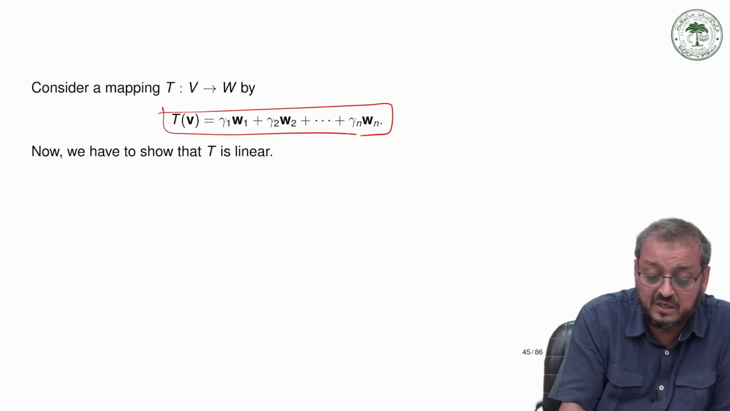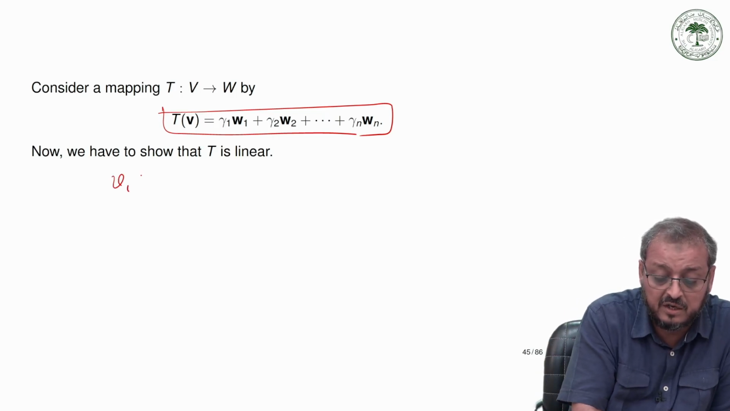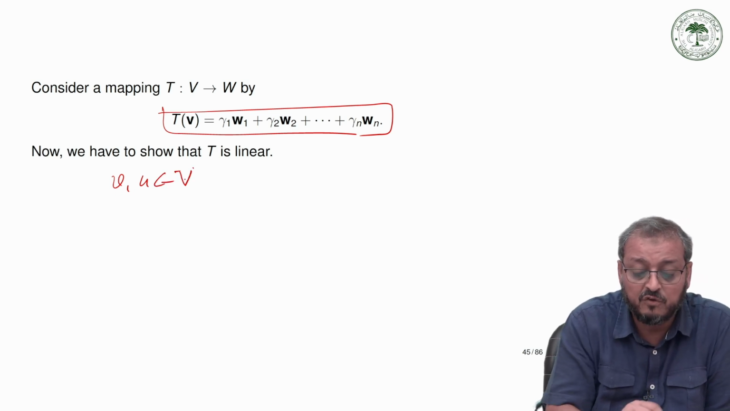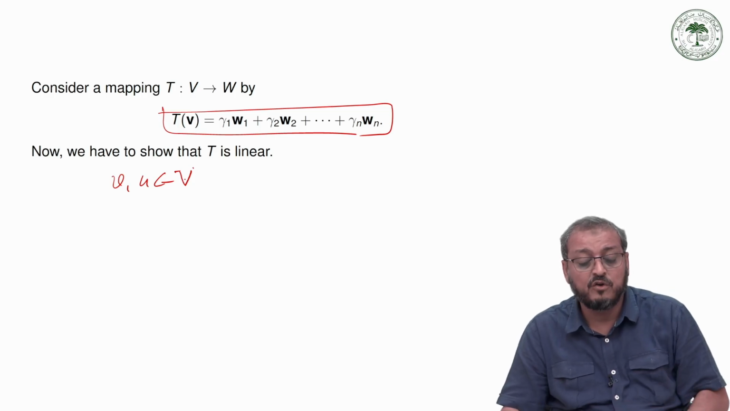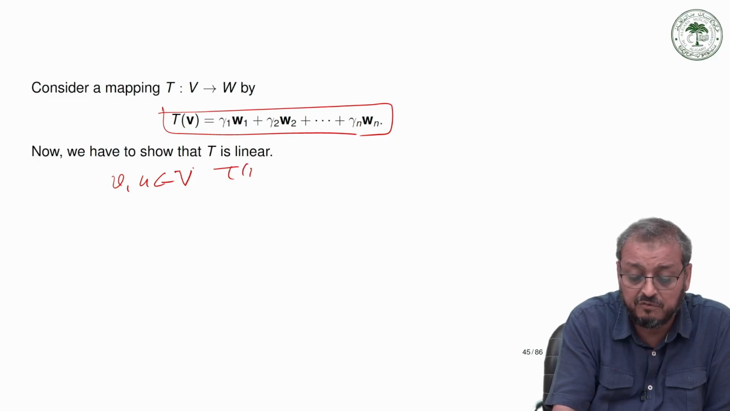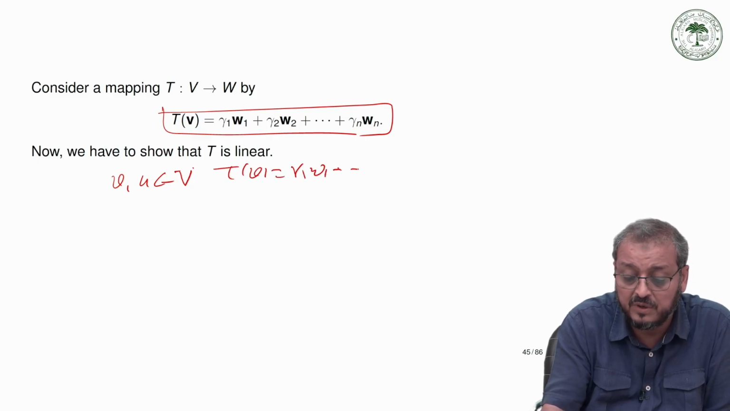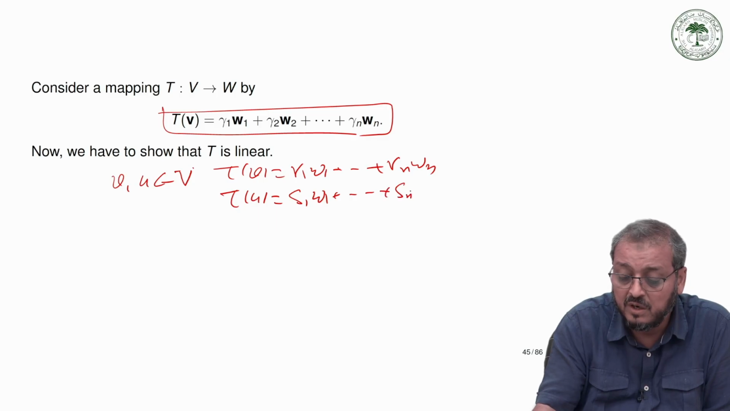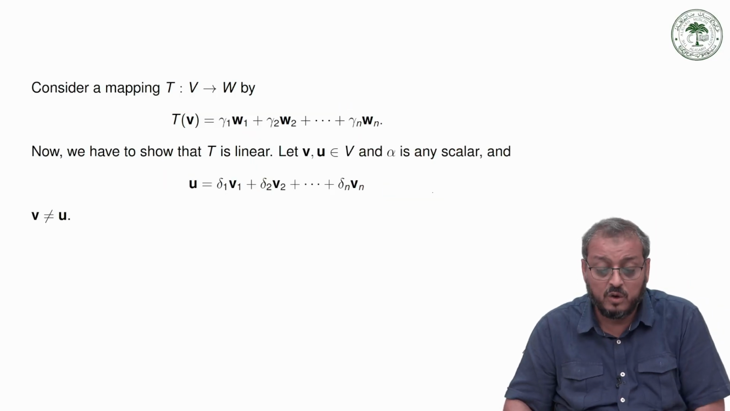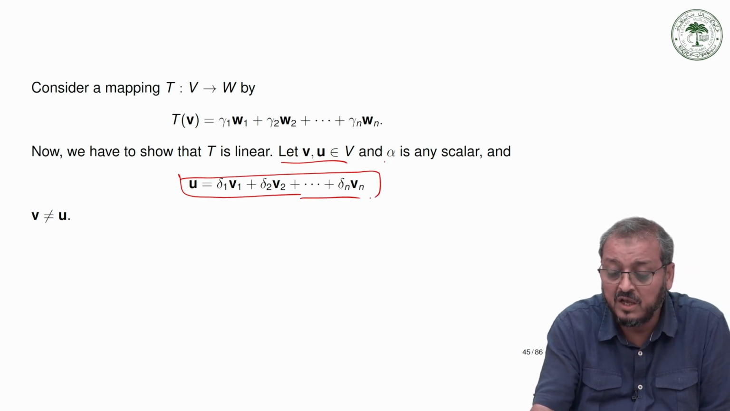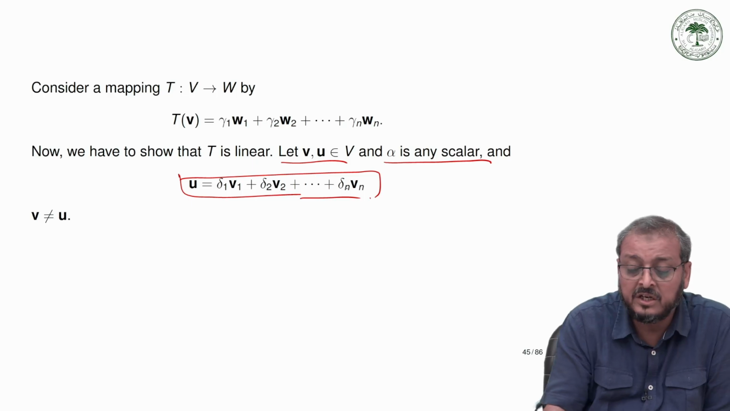To show it is linear, we take v and u as two elements of V. Then T of v is of the form gamma 1 w1 plus so on gamma n wn, and T of u we can represent as delta 1 w1 plus so on delta n wn. So we represent u and v belonging to V, alpha is any scalar, and u is written in this form.